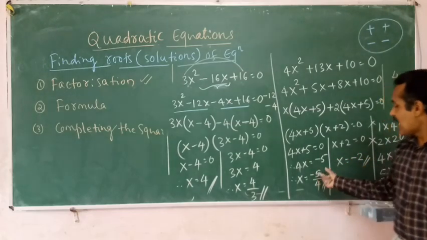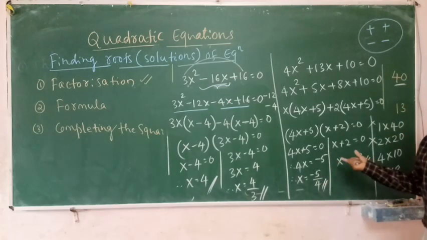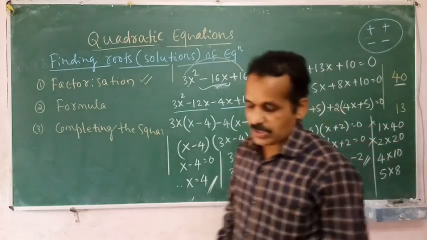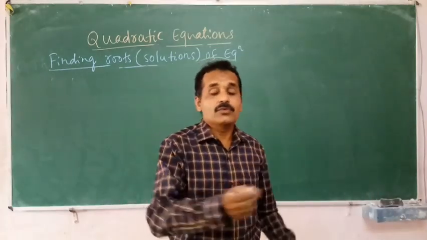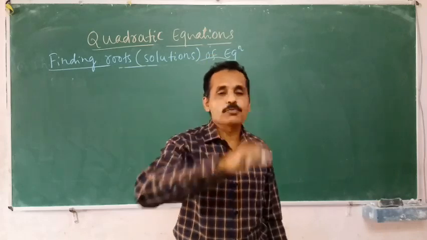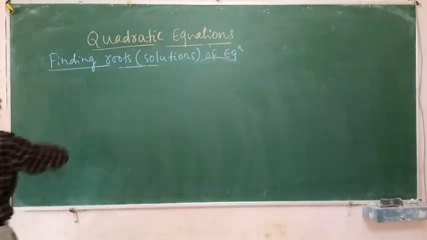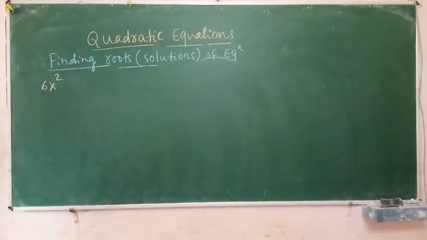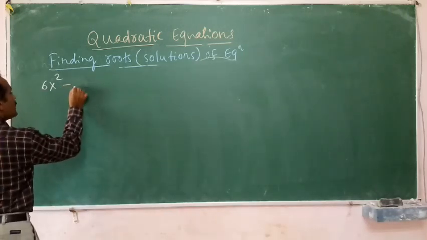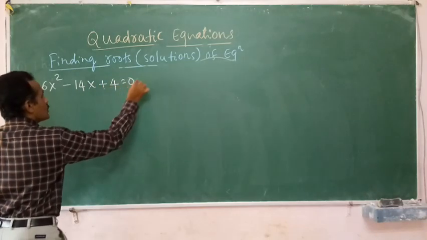So, the roots are either minus 5 by 4 or minus 2 are the roots of the equation. Now, before I take the last sign as negative, let us solve one or two problems again for your practice. I will take one more problem. Now let me take 6x square minus 14x plus 4 is equals to 0.